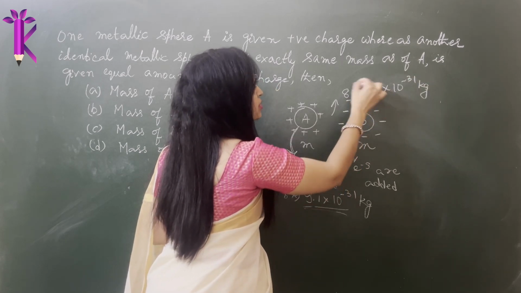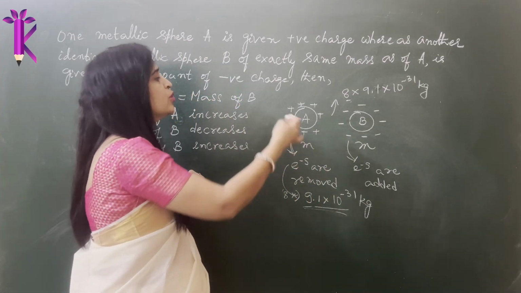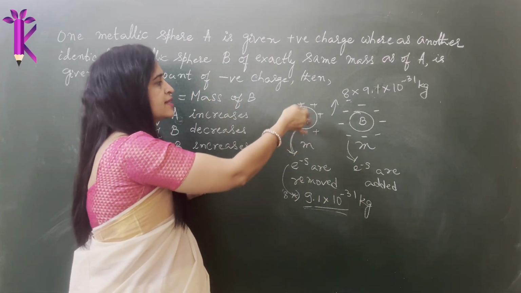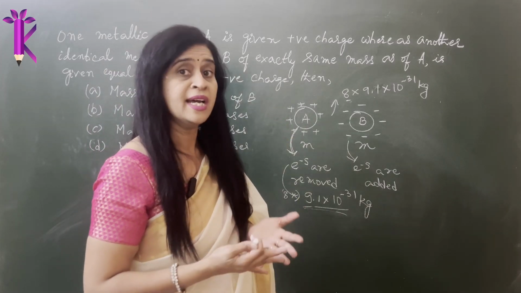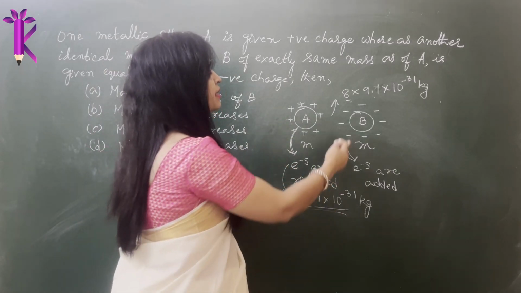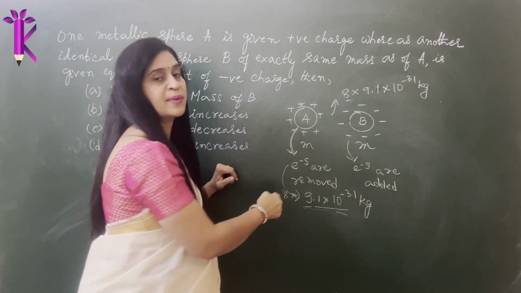So 8 electrons into their masses you are adding, and 8 electrons into their masses you are removing to ensure that it has an equal number of excess positive charge if you want it to be positively charged, right? So what should be your answer? The mass of B has to increase, because here it is being added, here it's been removed.